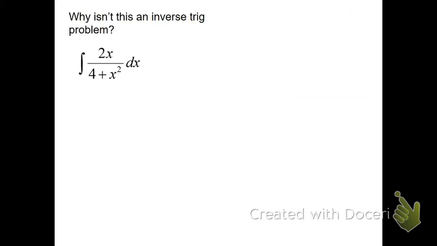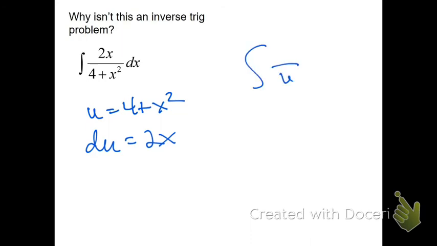Oops, I lied. First, why is this not inverse trig, even though it looks very similar? For this one, again, you should always try regular u sub first. If we let the entire denominator be my u, then du would be 2x. That works. Whereas inverse trig won't work because you'd have an extra x in the numerator that would be throwing you off. So this one we would do with regular u sub. The entire denominator is my u. This is my du. This ends up being a natural log problem.